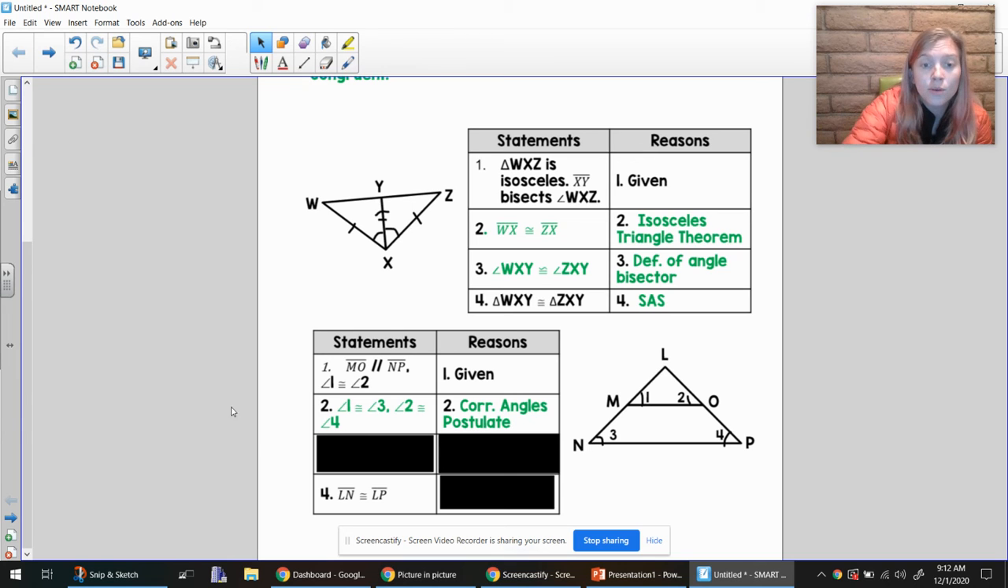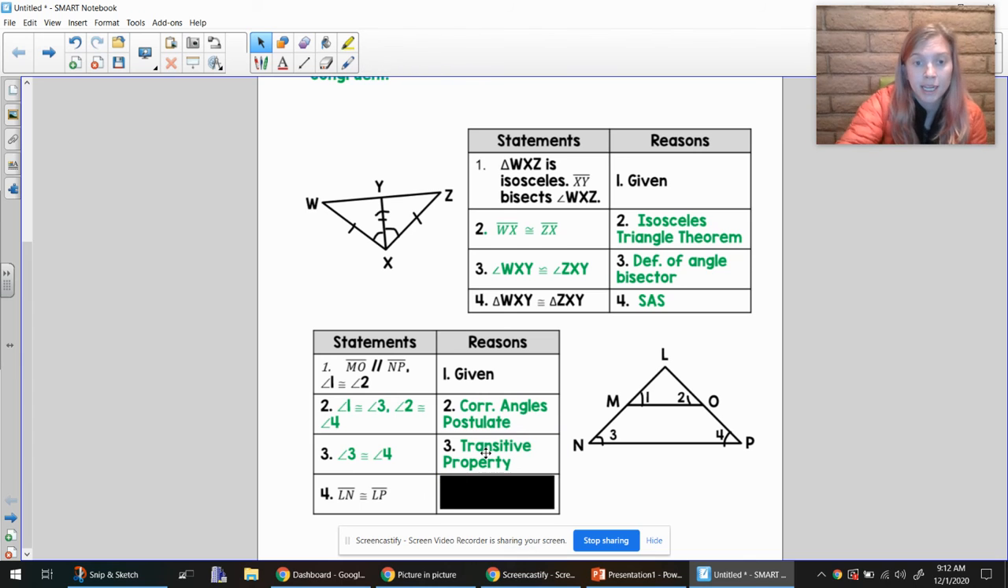Now, because we know that angle 1 is congruent to angle 3, and angle 2 is congruent to angle 4, we can prove that angle 3 is congruent to angle 4. That is using the transitive property, using the information from step 1 and the information from step 2, combining it together to get angle 3 is congruent to angle 4. Once we know that angle 3 and angle 4 are congruent, we know that the sides of the triangle are congruent because of the converse of the isosceles triangle theorem.